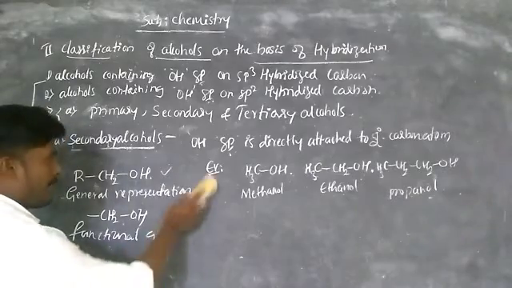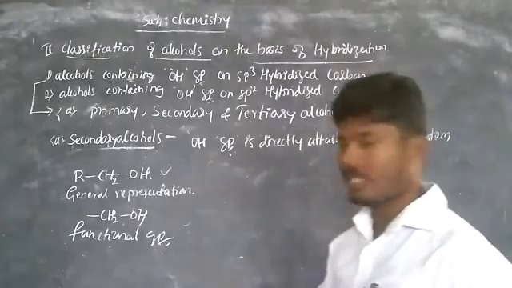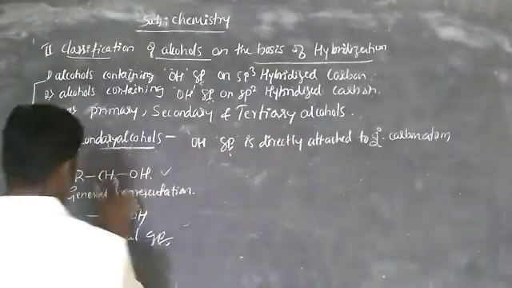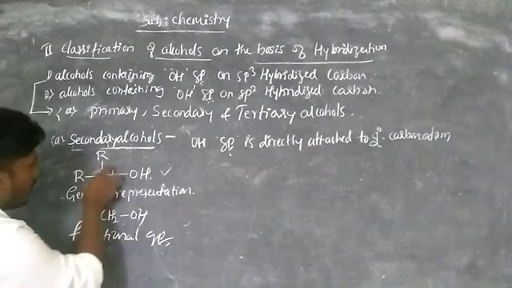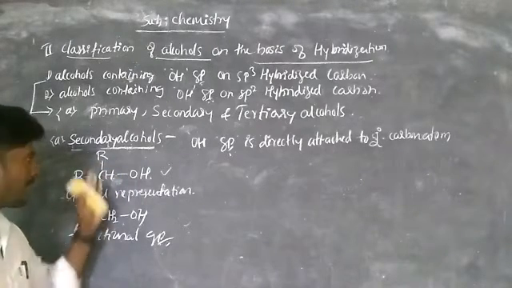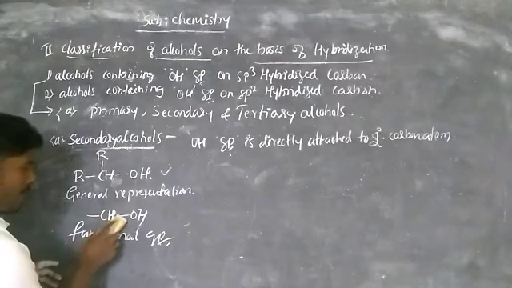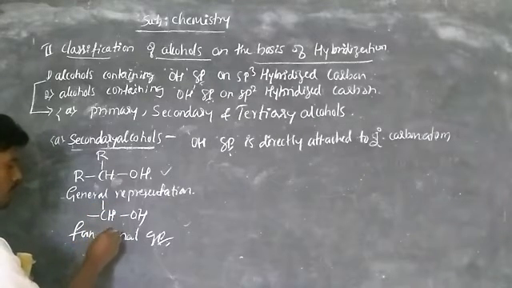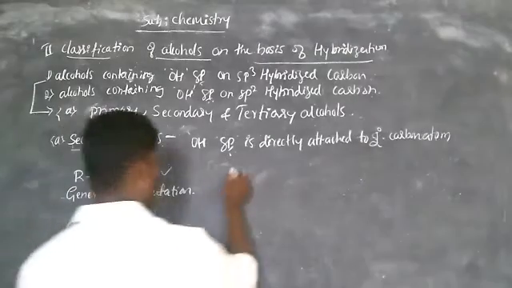Then the general representation of the secondary alcohols is, see here, for primary alcohols it is CH2OH. For secondary alcohols, one of the hydrogens here is replaced by R. It means the carbon contains two alkyl groups and one hydrogen. Such kind we call secondary alcohols. So this functional group has this hydrogen replaced by writing one bond. So this is the functional group of secondary alcohols. So based on this, give an example.